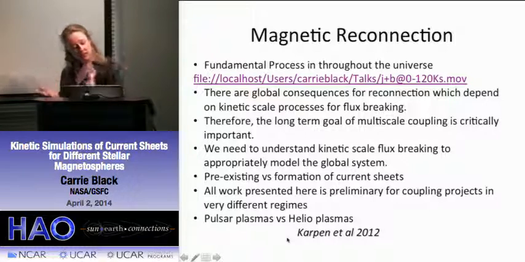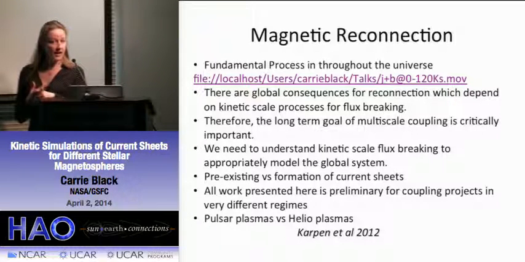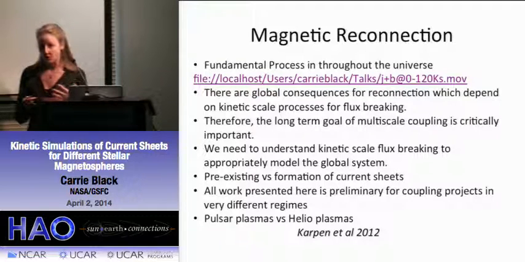So there's a lot of work in kinetic studies that involve pre-existing current sheets, so things like the Harris sheet. We love to take the Harris sheet and just perturb it and let it go, right, because this is a nice analytical equilibrium. The fact of the matter is, in reality, we don't just have pre-existing current sheets. These current sheets are formed. There's not a lot of work on that. That's a more difficult problem.